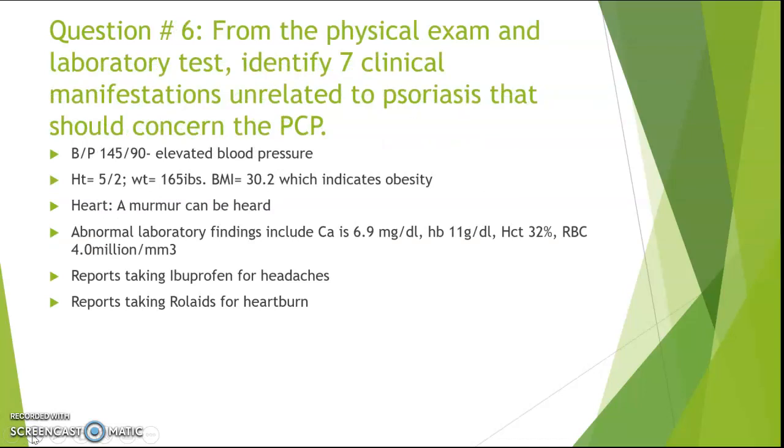Question 6. From the physical exam and laboratory tests, identify 7 clinical manifestations unrelated to psoriasis that should concern the PCP. This patient's blood pressure is 145/90, indicating elevated blood pressure. She is 5 feet 2 inches tall, weighing 165 pounds, making her BMI 30.2, which indicates obesity. Upon assessment of her heart, a murmur can be heard. Abnormal lab findings that should concern the PCP are that her calcium is low, hemoglobin and hematocrit are low, red blood cell counts are also low. She reports taking ibuprofen for headaches and Rolaids for heartburn. More thorough questioning of the patient should be completed regarding the answers to these questions.